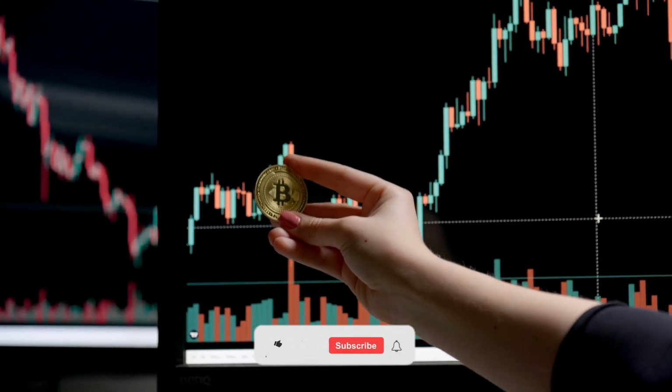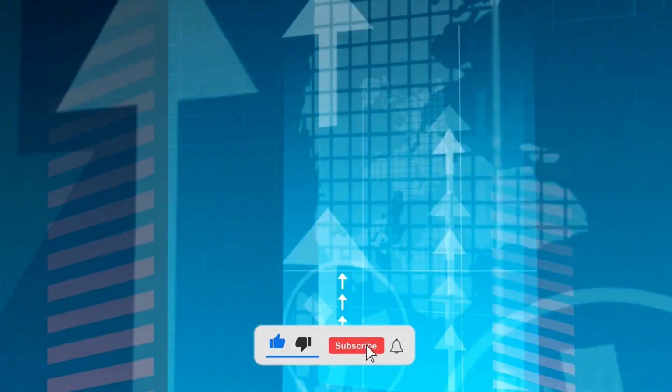Will AI-powered crypto agents revolutionize finance or lead to a future we can't control?